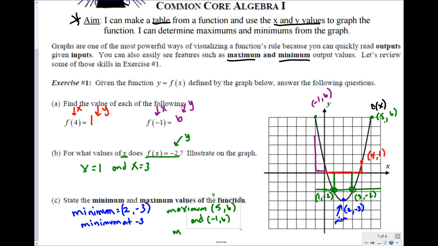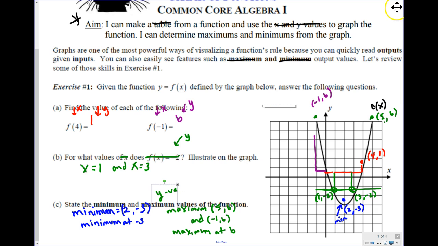So technically my maximum is still just one number. It's at just 6. Because when we think minimum, maximum, we're going to think of our y values here. Okay?